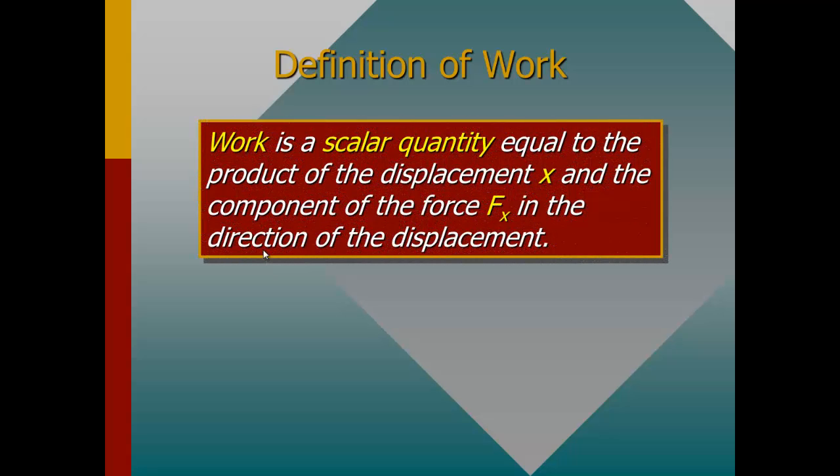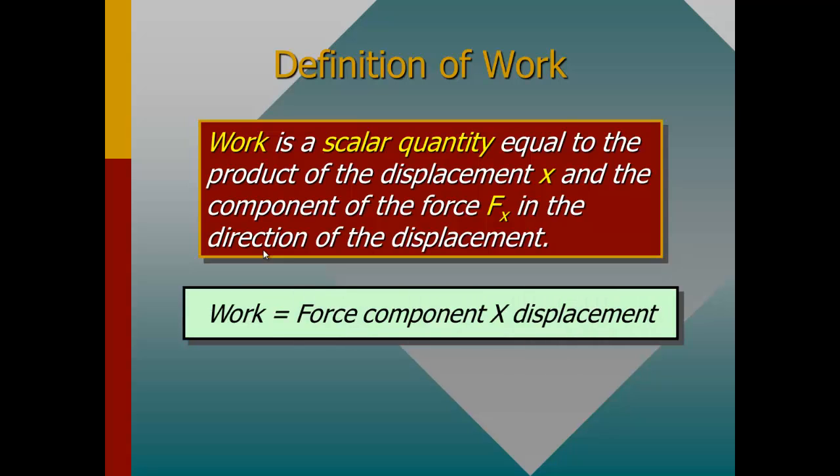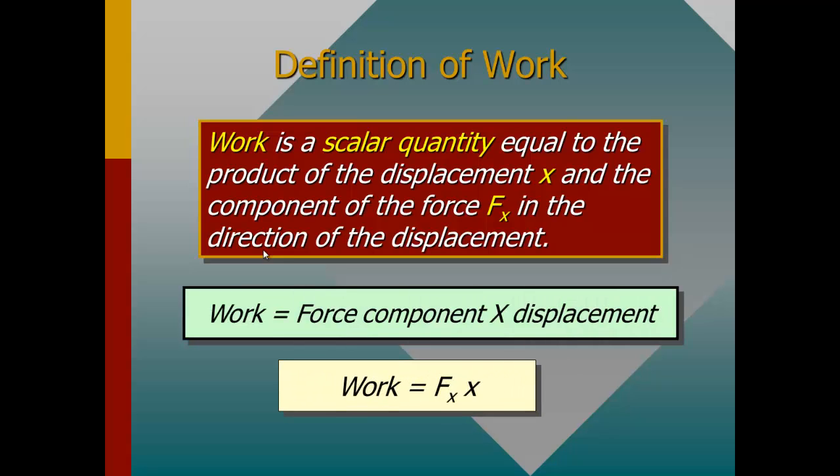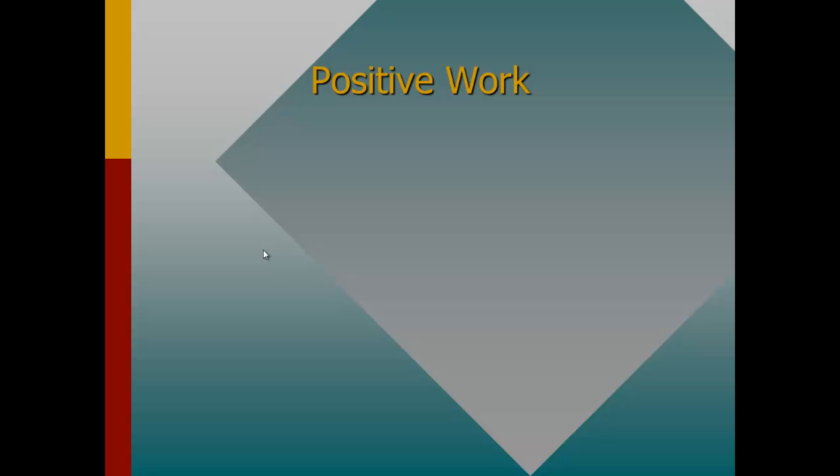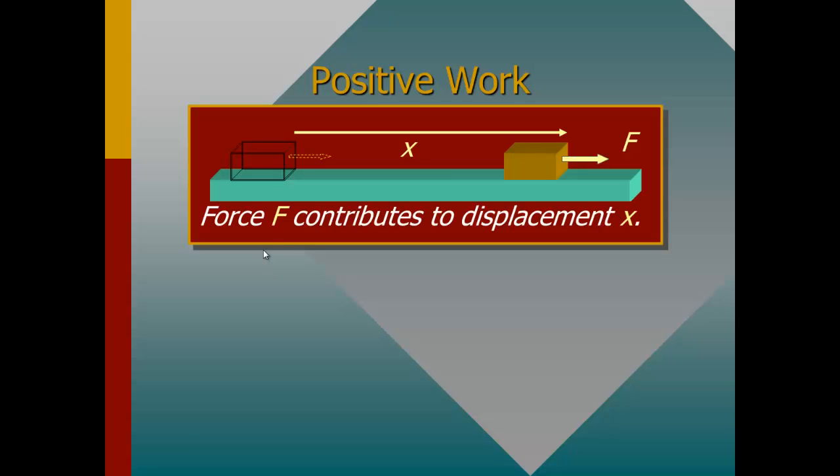Work is a scalar quantity, meaning that it doesn't have a direction, and it's a product of the displacement x and the component of force F_x in the direction of the displacement. So F_x times x is equal to work. To do positive work, the force and the displacement must be in the same direction.